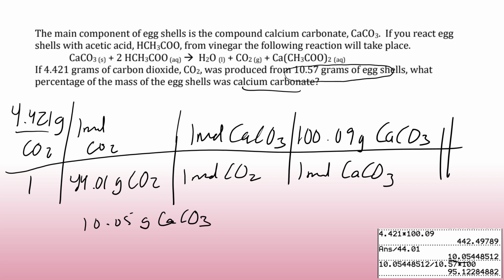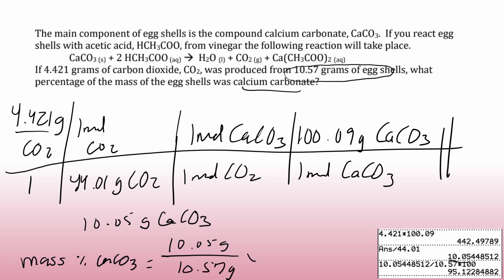So we're going to get the mass percent calcium carbonate. It's going to be 10.05 grams divided by 10.57 grams times 100. 95.12%. So this means that in this mixture, about 95% of it was calcium carbonate.